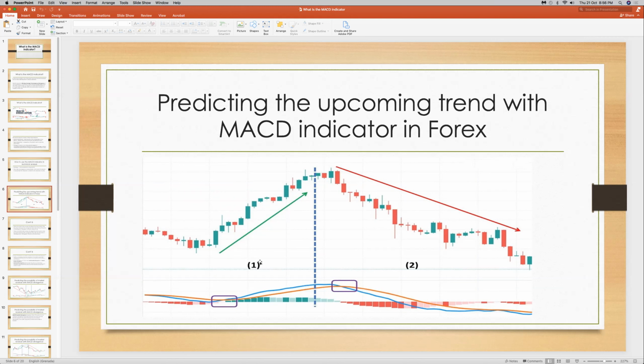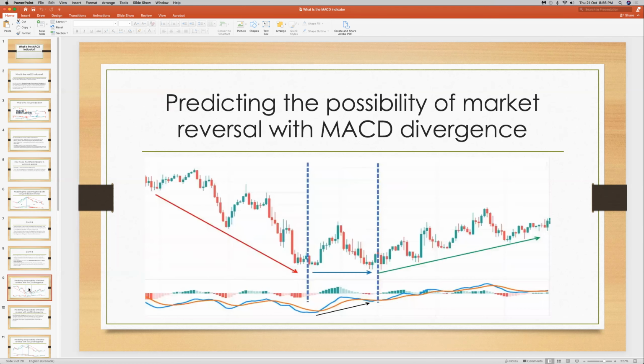They're showing convergence, they're working together. Market moving up, MACD is moving up. MACD going down because the market is going down. That's showing convergence. They are working together. Let's look at this one here.